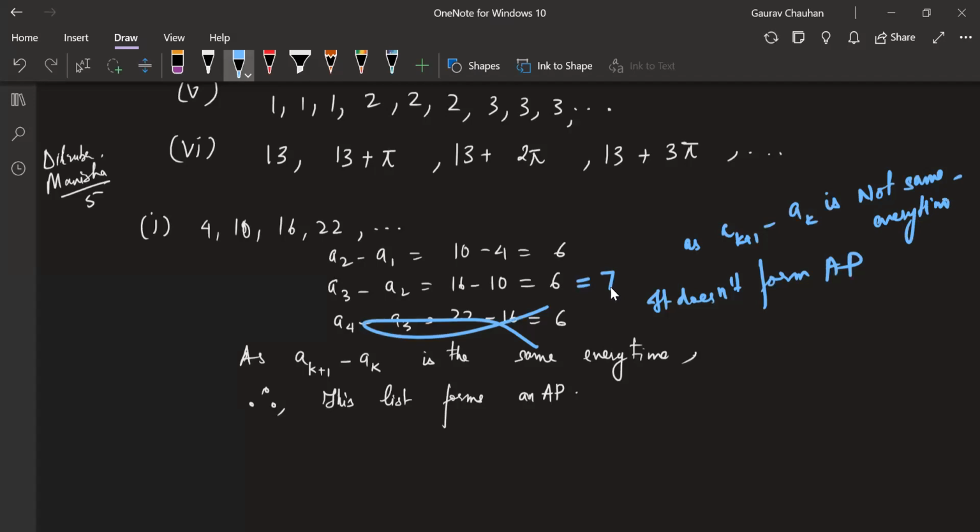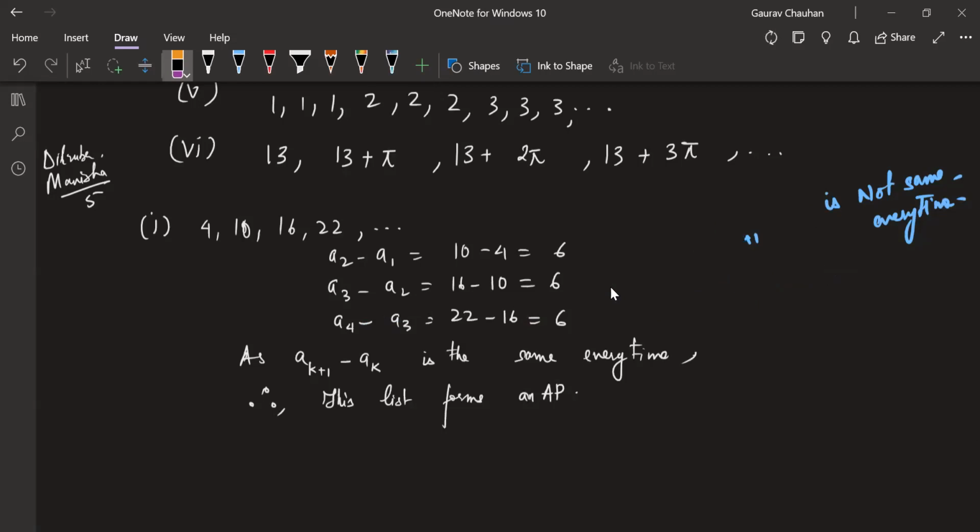It does not form an AP. Okay, that will be if it is not forming. I'm just showing you that. You don't need to find it for every term. For a statement being false, we know that even one counterexample is enough. That's the same logic we are using here.